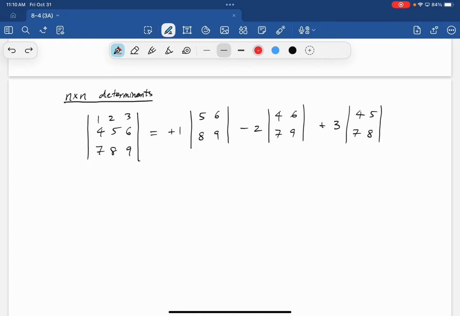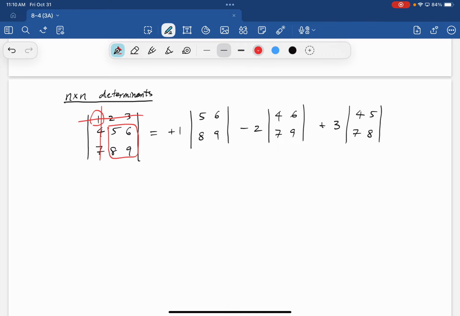We're expanding across this row, so we have 1, 2, and 3, okay? But what do we multiply each one by? We multiply the 1 by 5, 6, 8, 9, because that's the matrix that's left over when we cross out its row and column. Make sense? So that's how we get 5, 6, 8, 9. We cross out the row and column that belongs to 1.